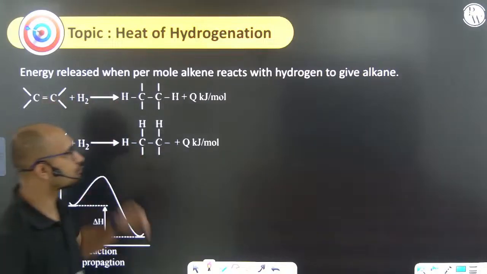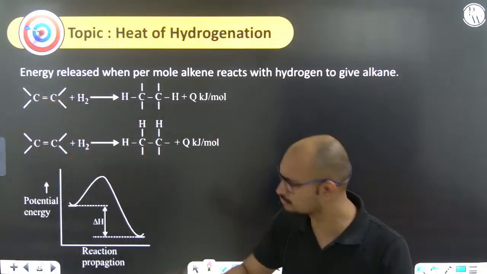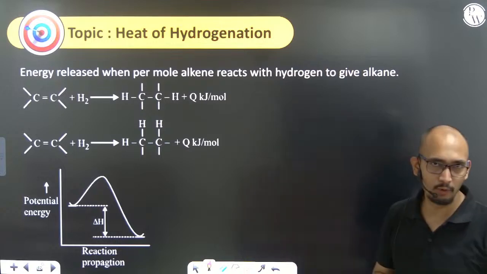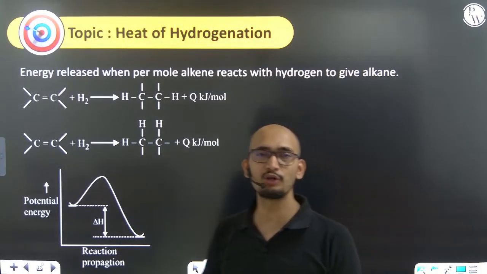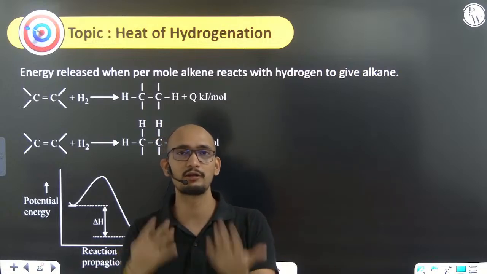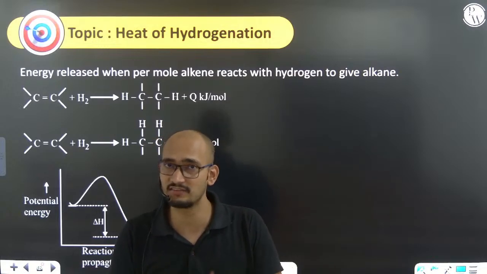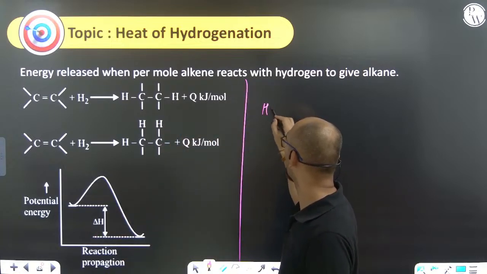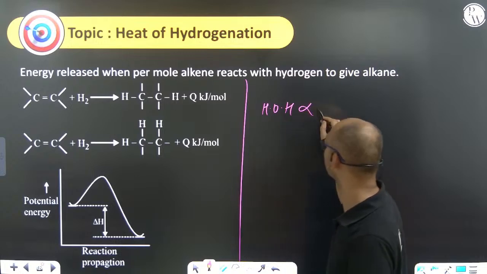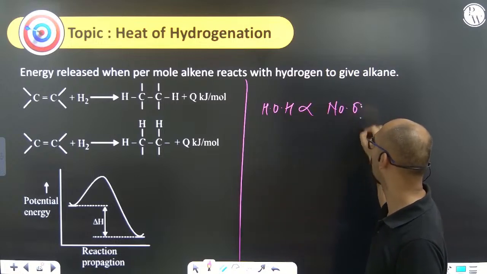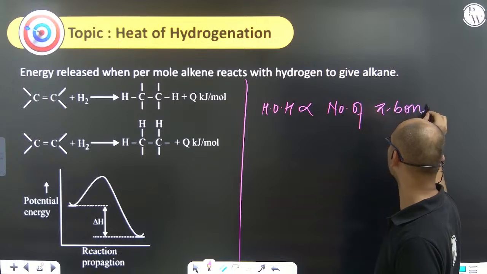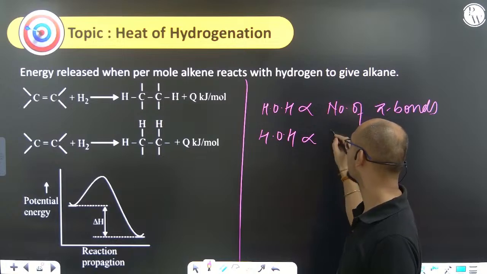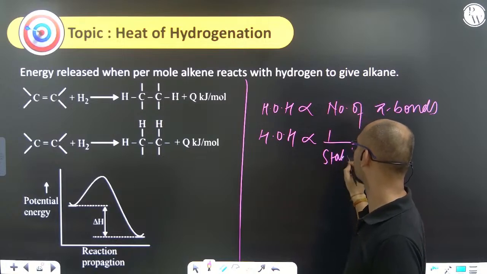Next, heat of hydrogenation. Always remember, heat of hydrogenation depends first of all on the number of pi bonds. The more pi bonds there are, the more the heat of hydrogenation will be. So heat of hydrogenation is directly proportional to the number of pi bonds. And the second thing is that heat of hydrogenation is inversely proportional to stability.